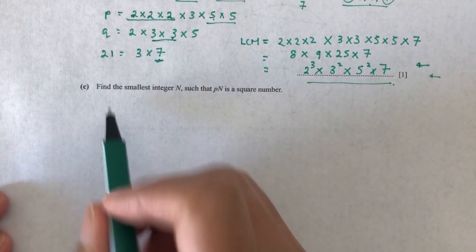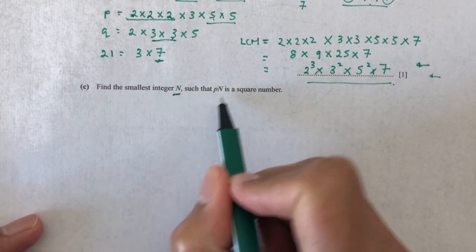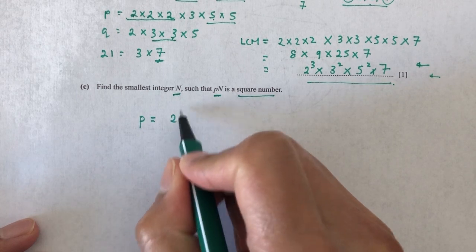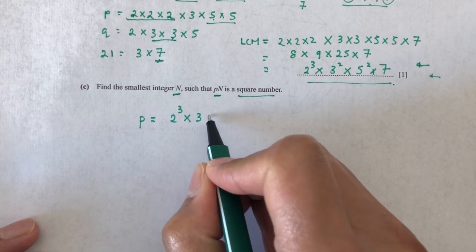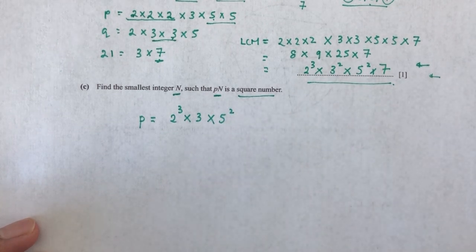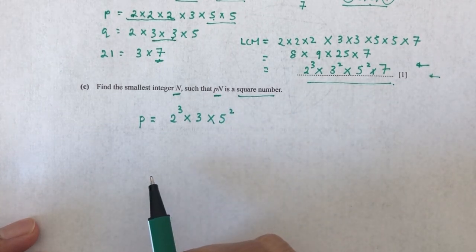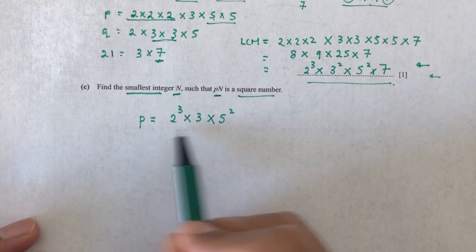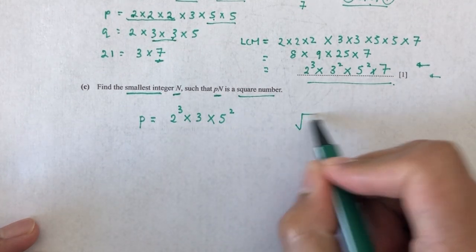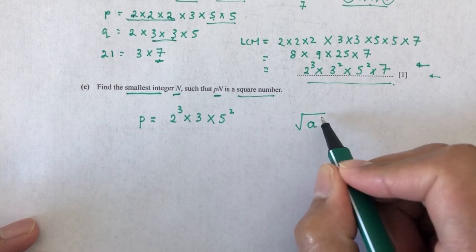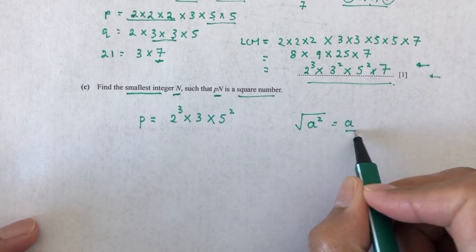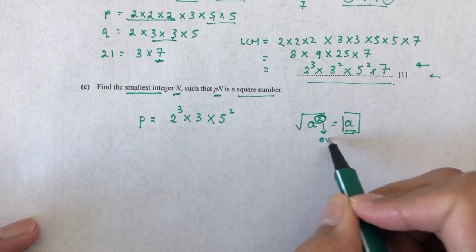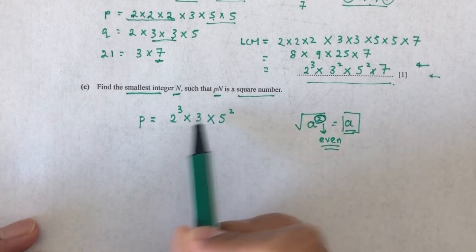So now part C. Find the smallest integer n such that p times n is a square number. So p is equal to 2 power 3 times 3 times 5 power 2. If you want to find the smallest integer n to have a square number, we know that a square number is any number that a square root gives us the exact answer. Usually, a square number will have even powers. So let's find a way to make everything even.